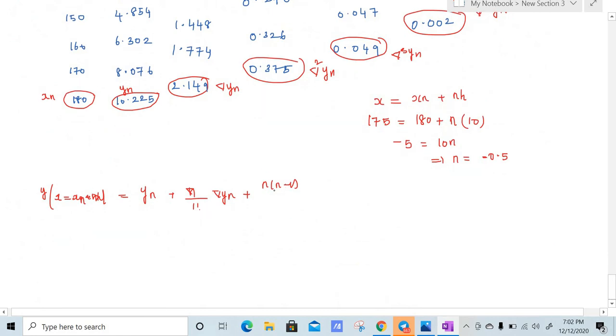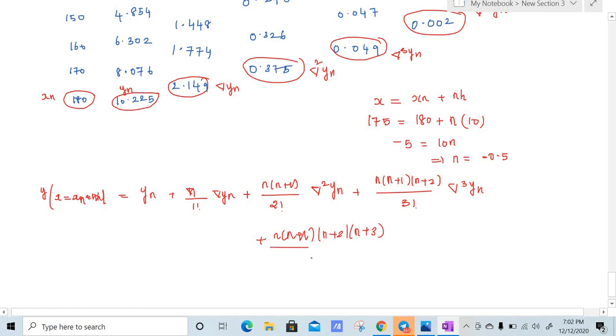So n into n plus 1 by 2 factorial nabla square yn, plus n into n plus 1, n plus 2 by 3 factorial nabla cube yn, plus n into n plus 1, n plus 2, n plus 3 by 4 factorial nabla power 4 yn, right? Now just substitute n equal to minus 0.5, and we know all the values: yn, nabla yn, nabla square yn, nabla cube yn, nabla power 4 yn. So what is yn?